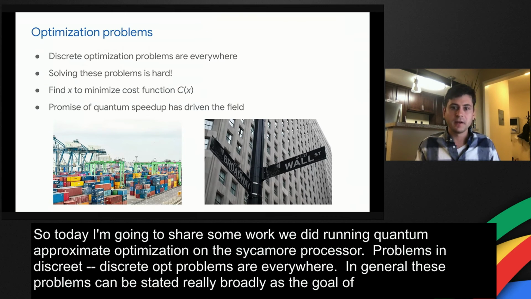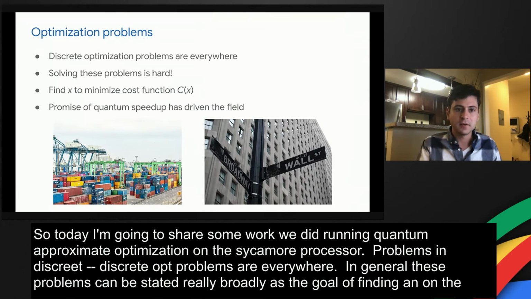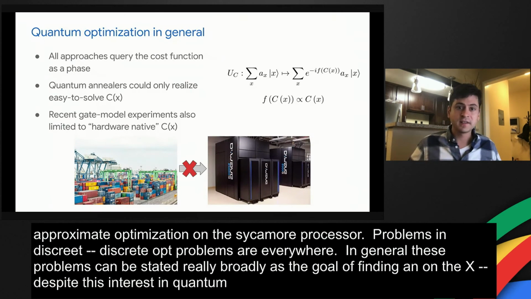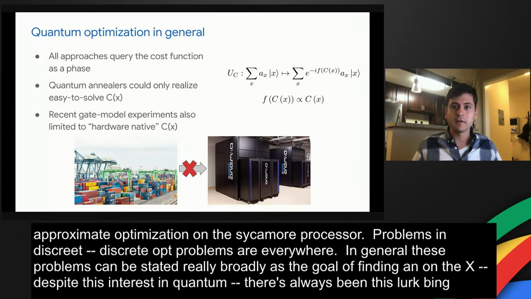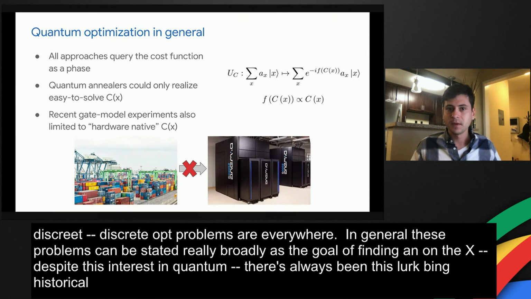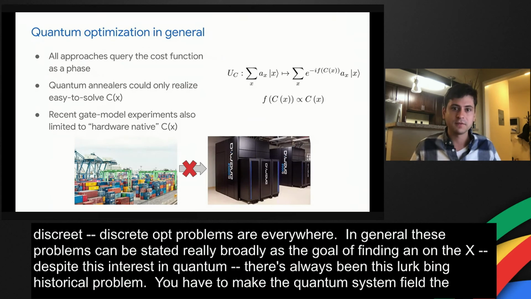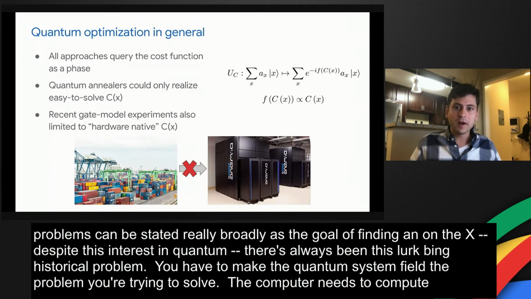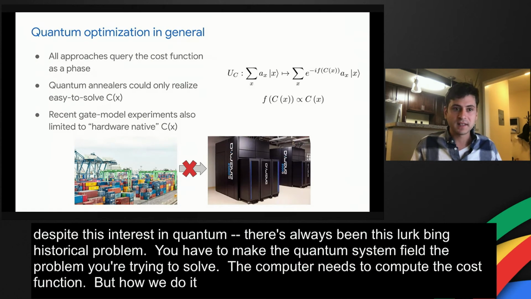Despite this historical interest in quantum optimization, there's always been this lurking historical problem. And to see what that is, first we have to say that the very basic prerequisite for quantum optimization is that you have to make the quantum system feel the problem you're trying to solve. The quantum computer needs to compute the cost function. But how we do it in practice is we query the cost function to phase basis states.